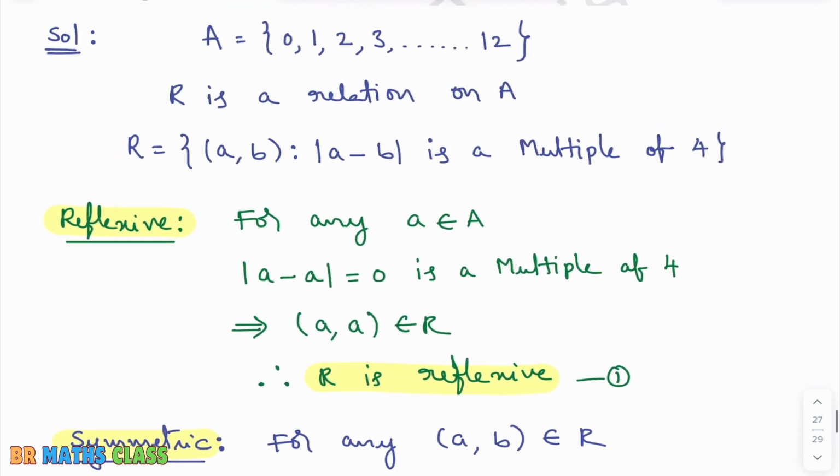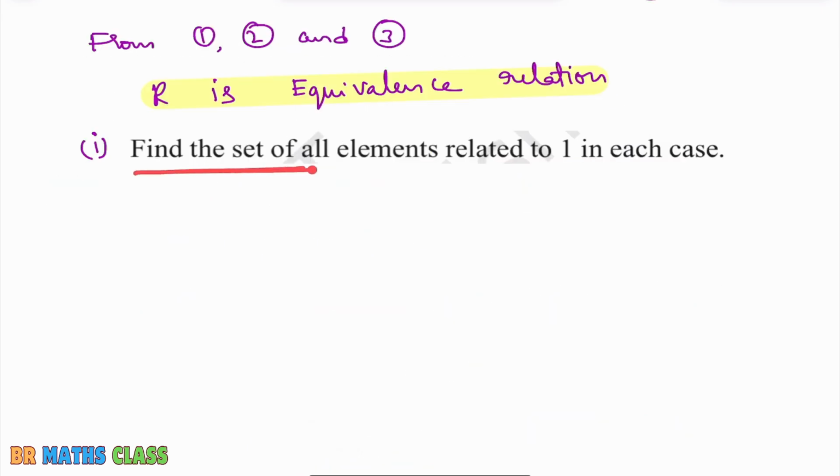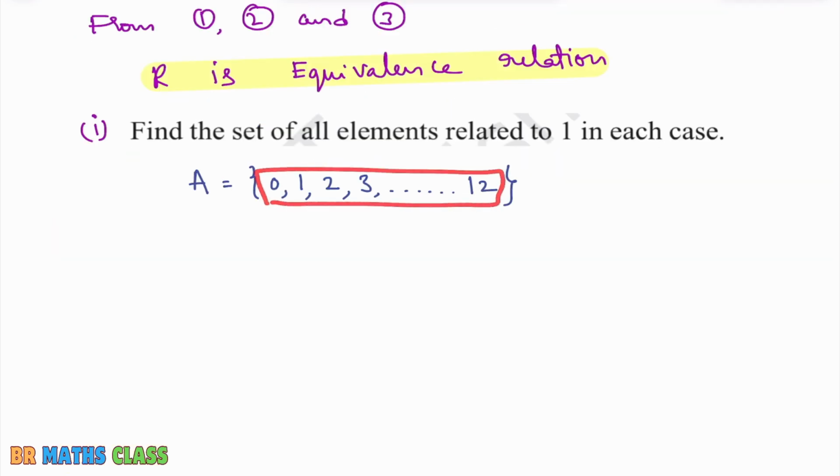You observe in this a small bit is there. In the first bit you observe: find the set of all elements related to 1 in each case. So they are asking to find the set of all elements which are related to 1. First I'll write set A. What is set A? Set A is 0, 1, 2, 3, 4 like that up to 12. In this set, which element is related to 1? That is the question.